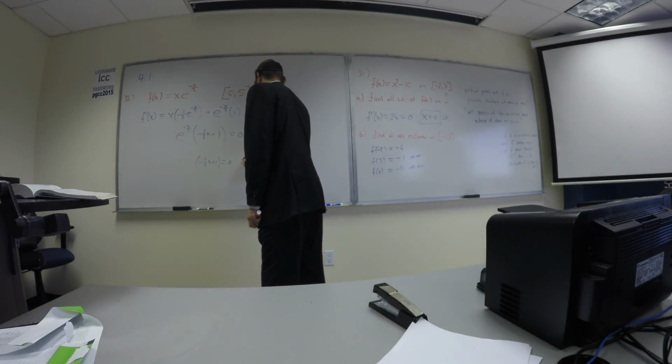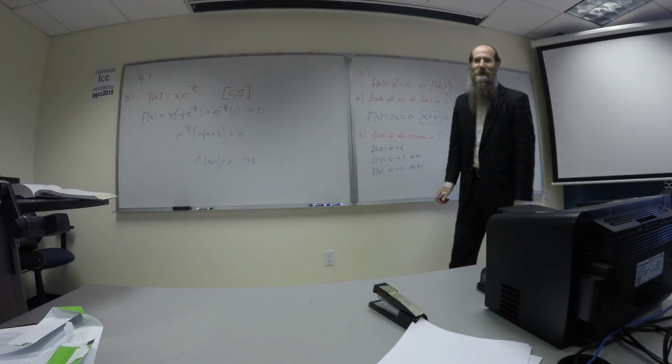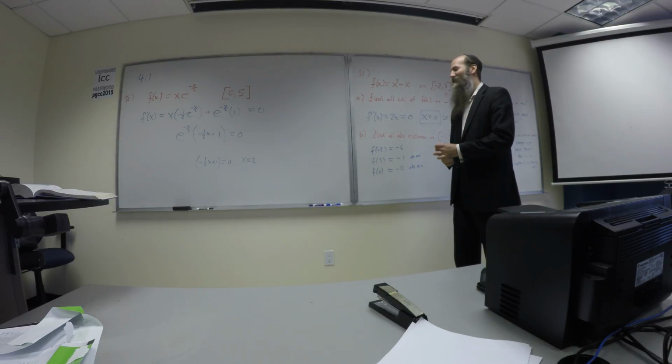Is that right? Yeah. Okay. X equals 2. 3? What did you say? 5. Okay. 20. That's right. That's right. What? All right.